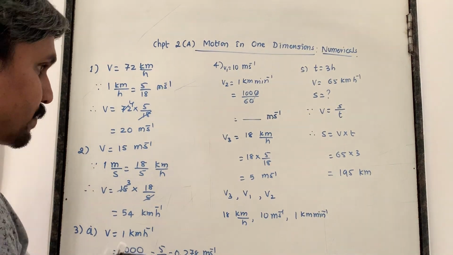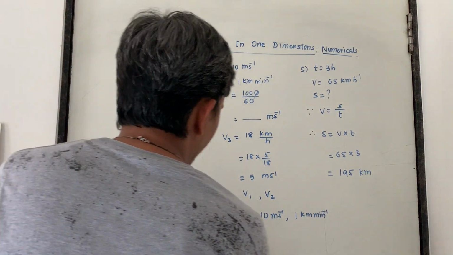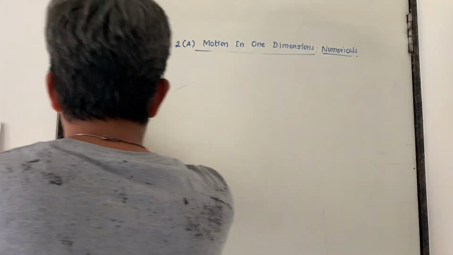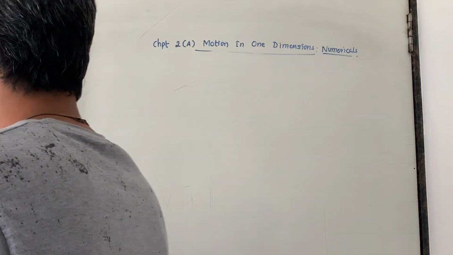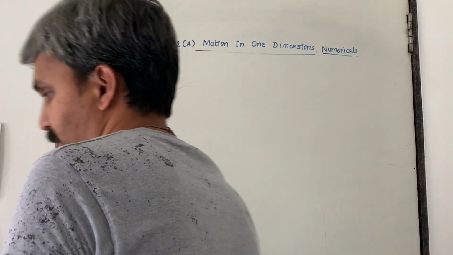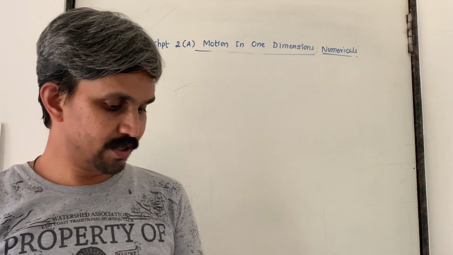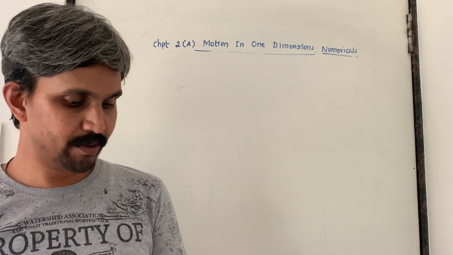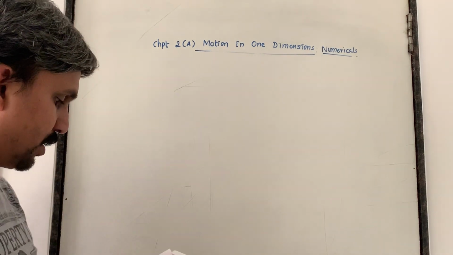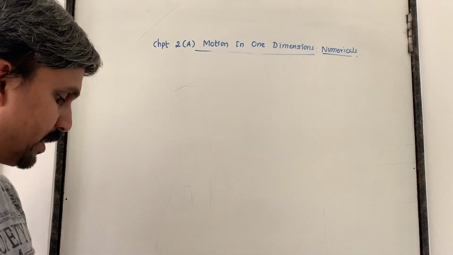Check the next one. Now the sixth one. For the sixth numerical, check what is given. A car first moves 30 km with a speed of 60 km per hour and next 30 km with a uniform speed of 40 km per hour. Calculate the total time of journey and average speed.